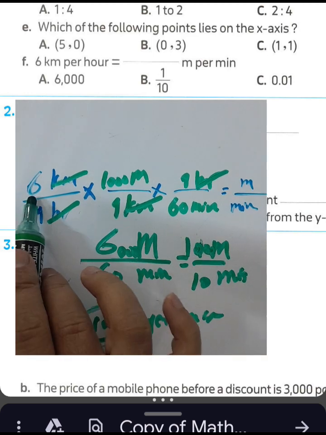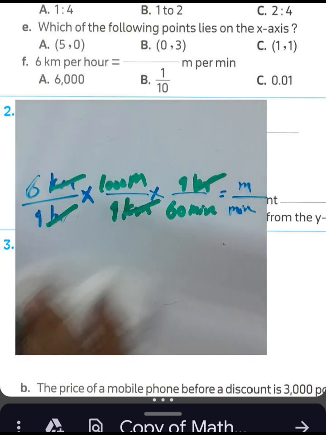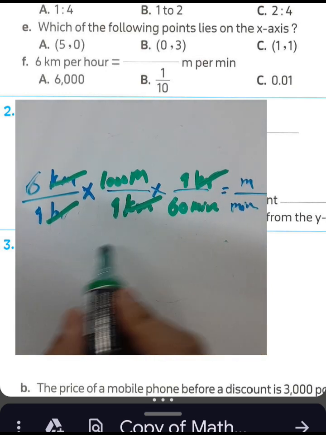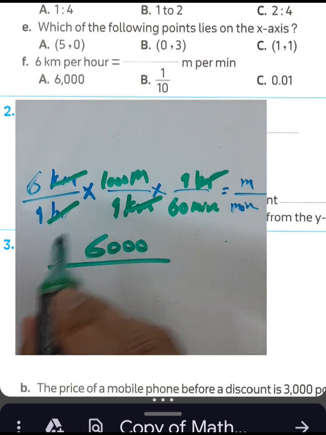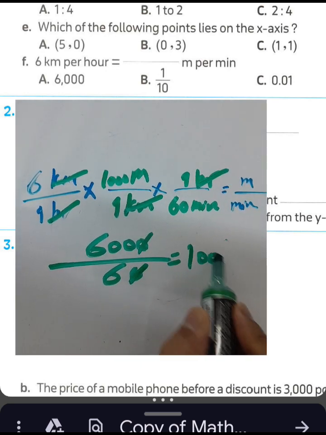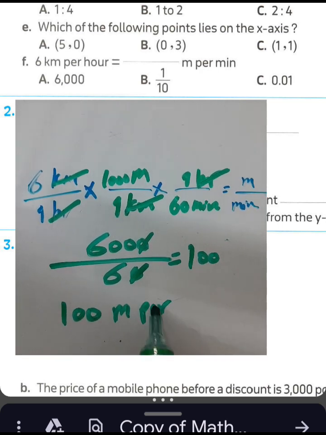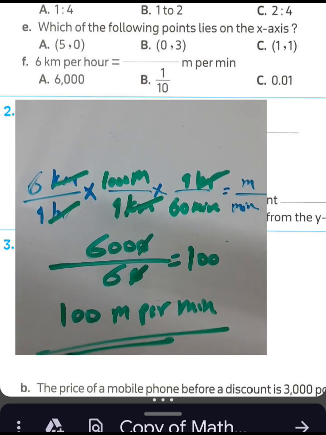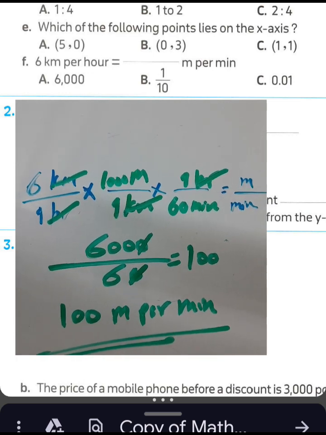Okay, again, 6 times 1000, it will be 6000. Okay, my students. Again, the result will be what? 6 times 1000, 6000. And 60 times 1 times 1 equals 60. Cancel 0 by 0, it is 600 divided by 6. It will be 100. Then the result will be 100 meters per minute. Understood? We must pay attention to every step in this example.